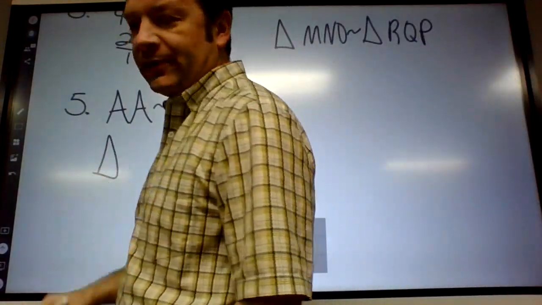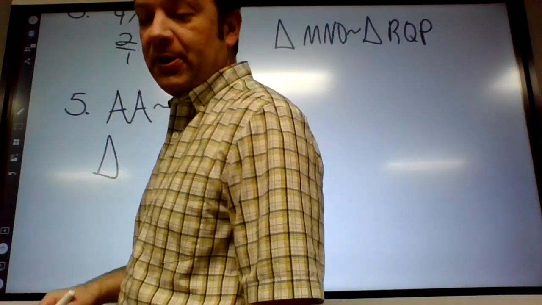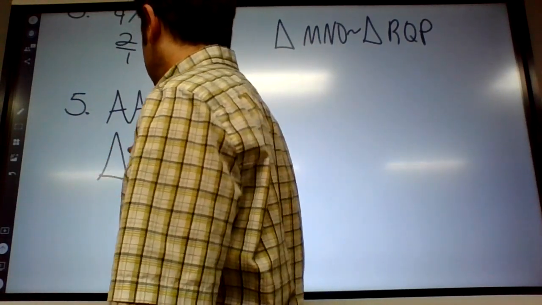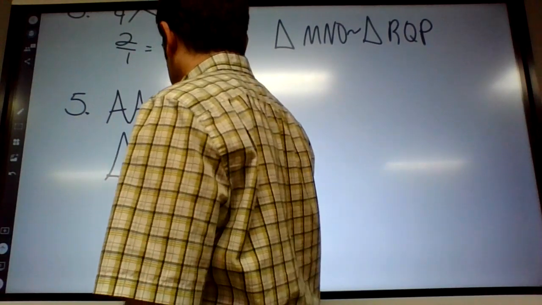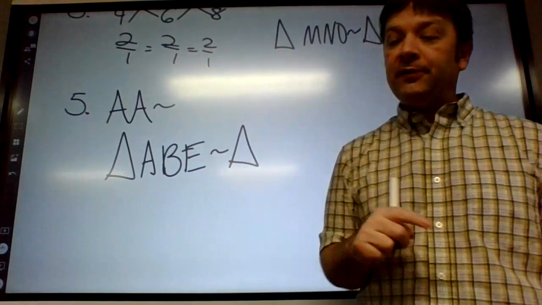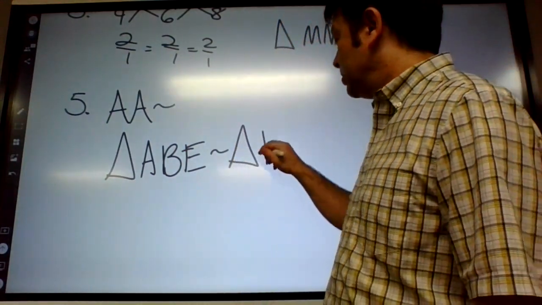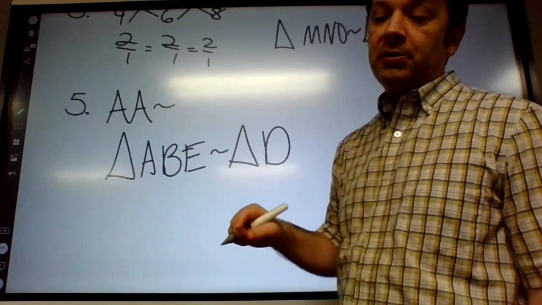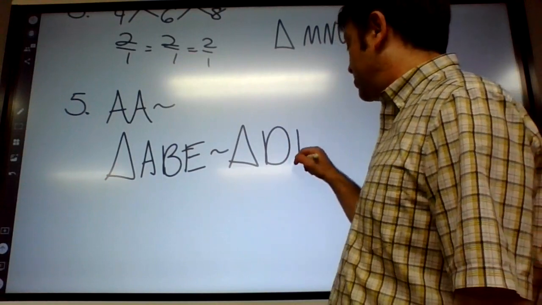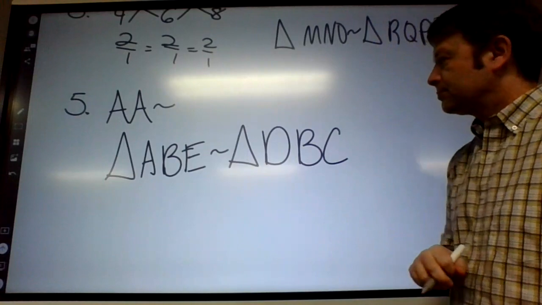Number 5, so we have triangle ABE similar to DBC. A on the left triangle matches D on the right triangle. B on the left triangle matches B on the right triangle because they're both the 90-degree angles. And then that leaves C on the right triangle.